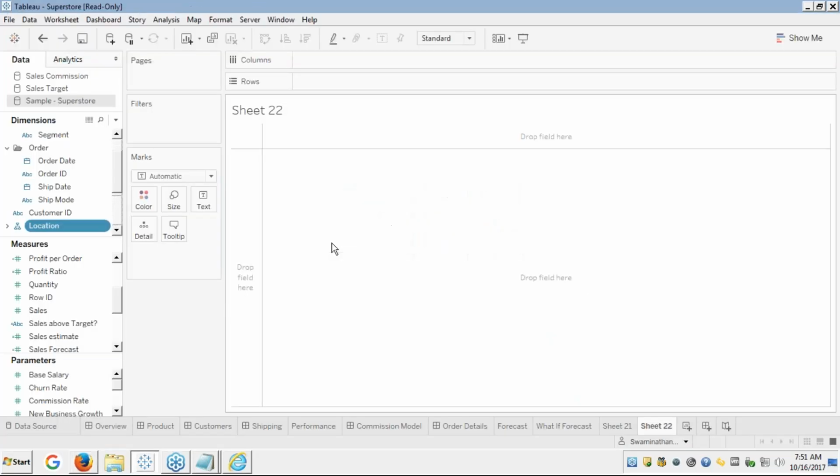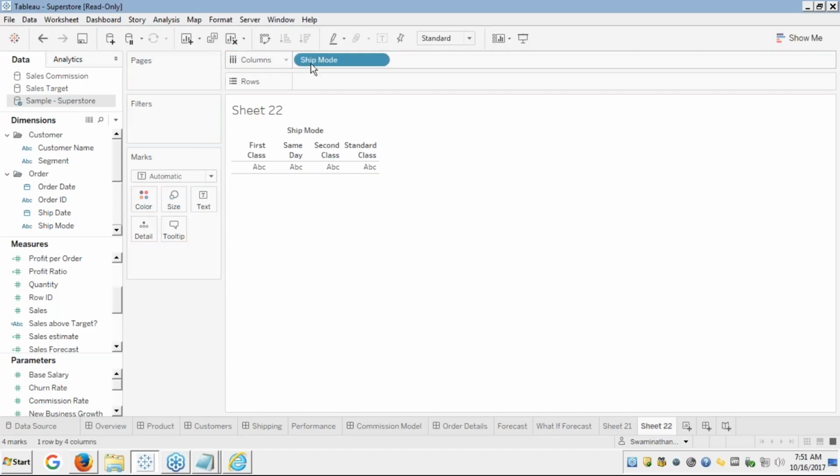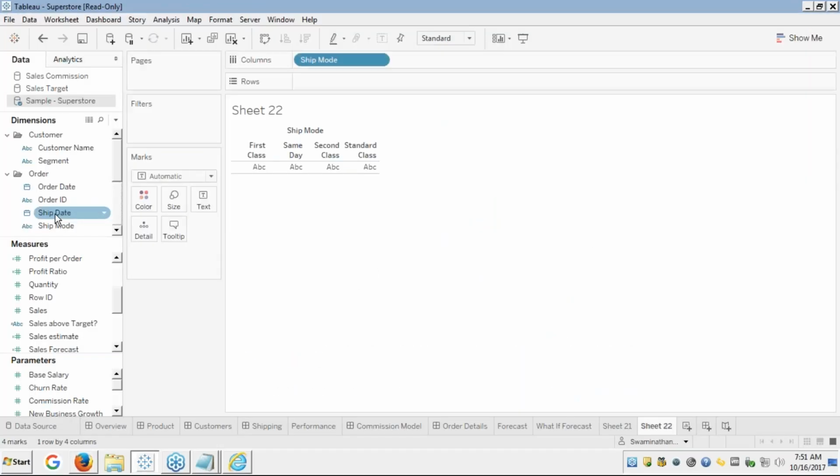Now let's see an example. We don't have shipment data here, so I would choose something like shipment mode. Let me have it here.